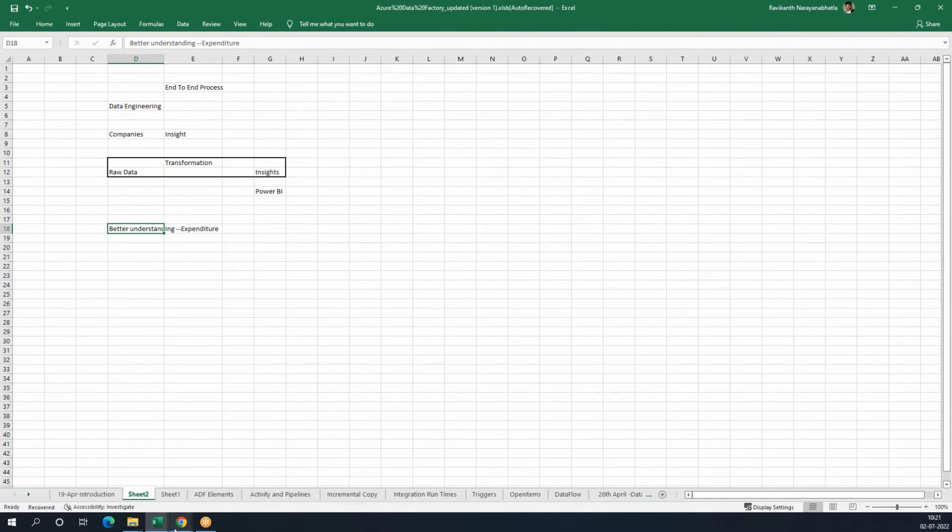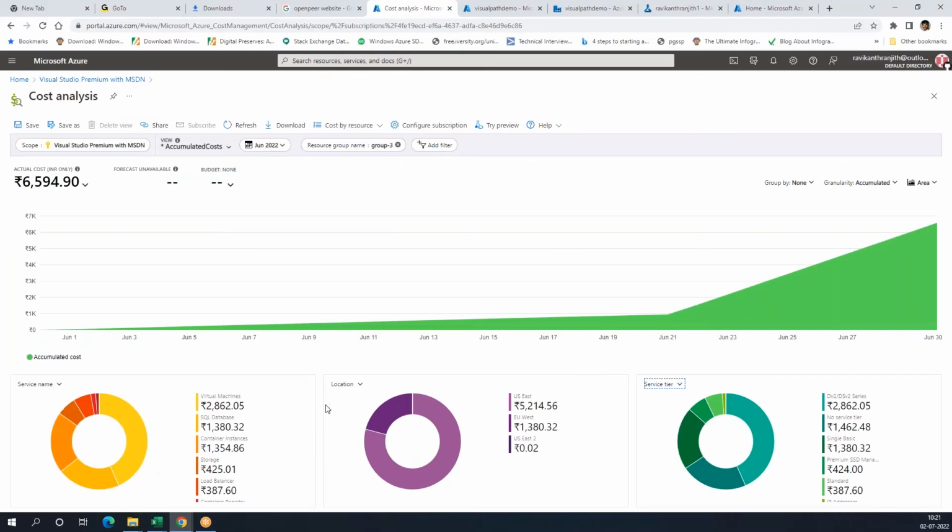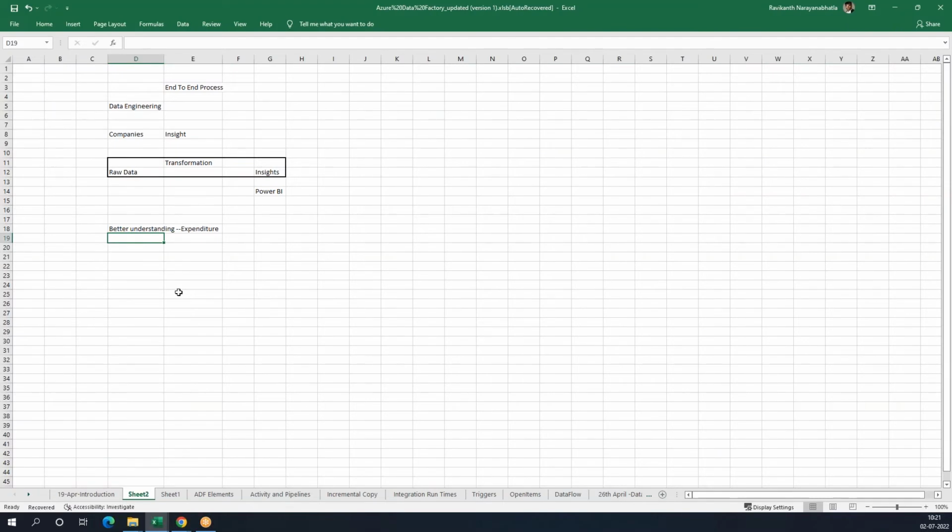When it moves into cloud, if you see just my subscription alone, you can see how much insight I'm drawing in. I'm able to exactly pinpoint how much I'm spending on SQL database, how much on virtual machines, how much on storage. This kind of insight was not there when we were on premise. There were many costs associated. So when you are moving to cloud, you are getting much better control.